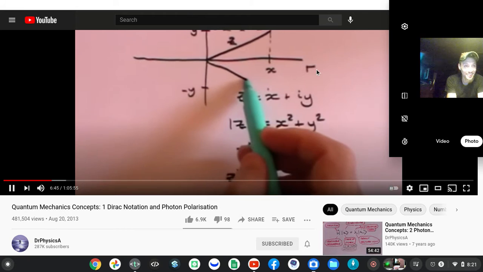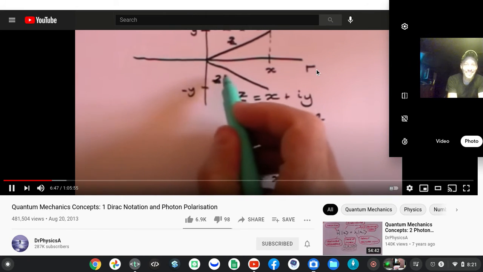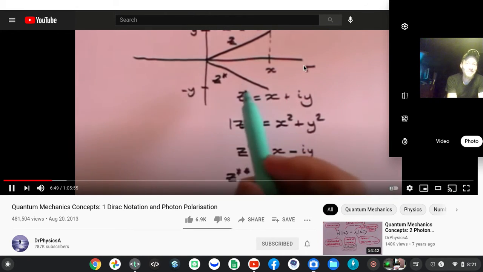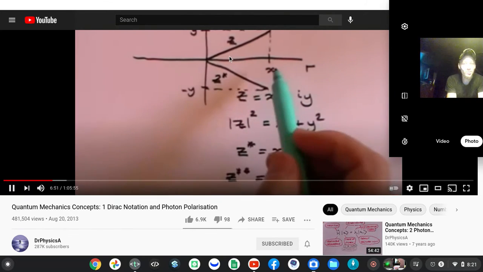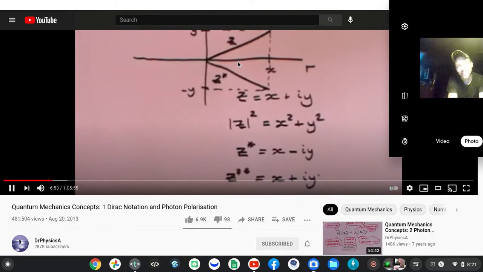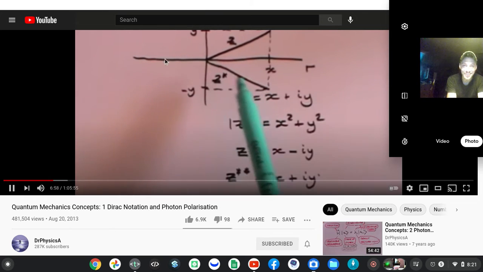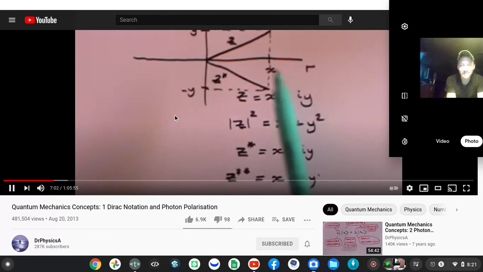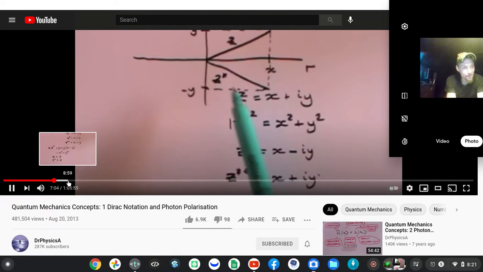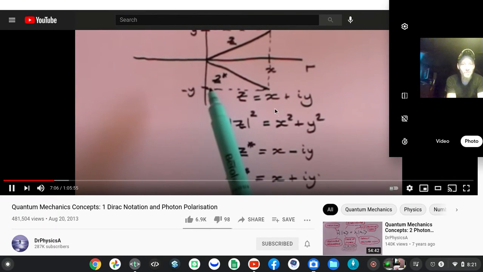The complex conjugate vector z is going to be turned upside down, denoted in that way. You'll notice that the modulus, the length of this vector squared, is still going to be x squared plus y squared, because you're going to get x squared plus minus y all squared.